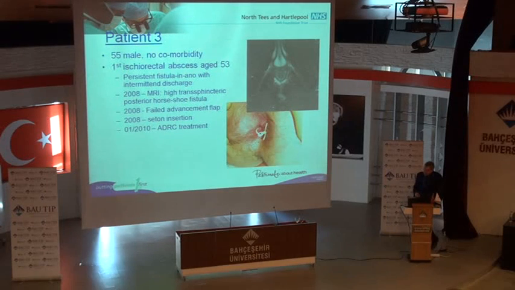We've got another patient here, a 55-year-old male, no other comorbidity. He had 2 years' worth of persistent fistula in ano. The MRI showed a horseshoe fistula posteriorly. He did have an advancement flap which had failed before, and he had a seton in situ for about 2 years at the time when we started to enroll him into the study. And that was in 2010.